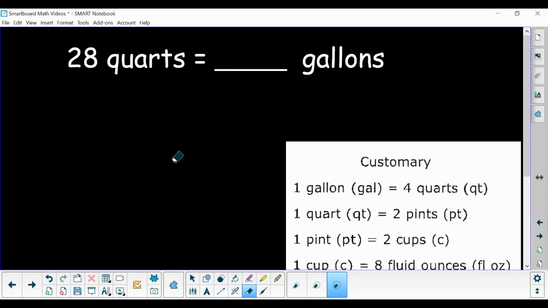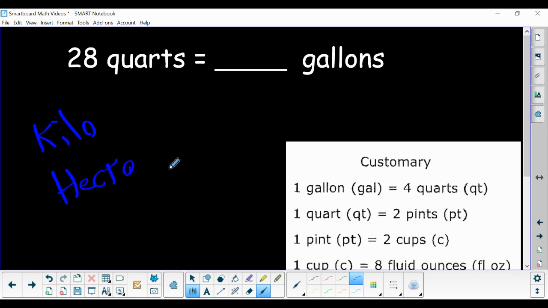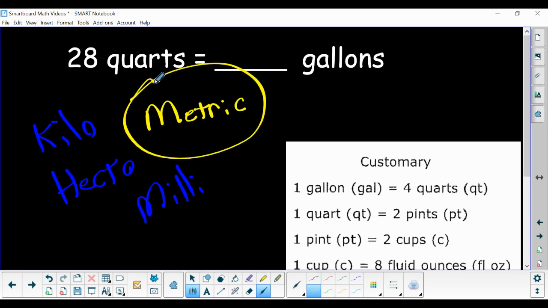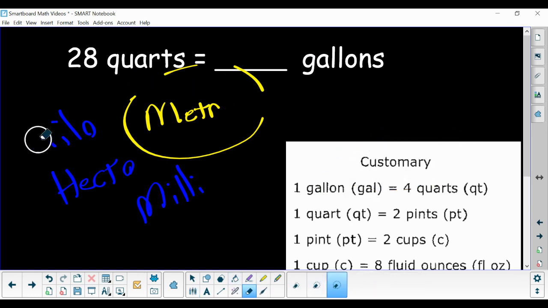Do not confuse it with metric conversion. Metric conversion deals with kilograms, hectograms, milli. When you see those words, you associate that with metric conversion. But we're dealing with customary, so it's going to be different on how you solve it compared to metric.